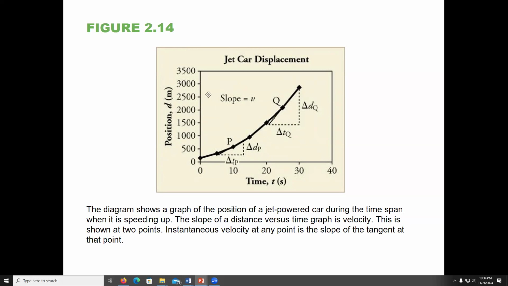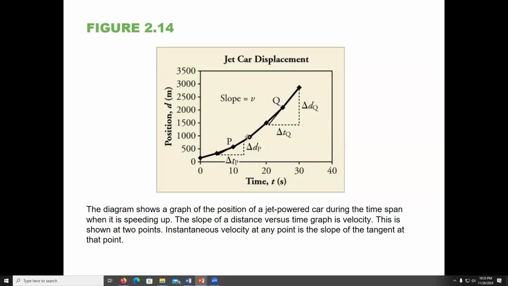So if you just divide the total distance or displacement covered by the total time of the trip, that will give you the average velocity. But if you want the exact velocity at a particular instant, like what was the velocity when we were 10 seconds into our trip? What was our velocity when we were 20 seconds into our trip? That is going to be calculated when we get the tangential line of that particular point.